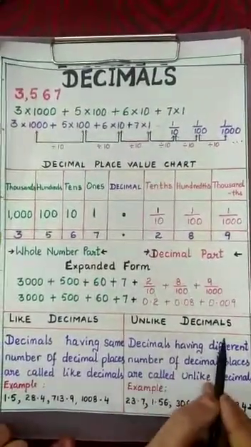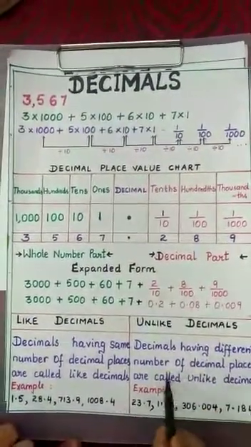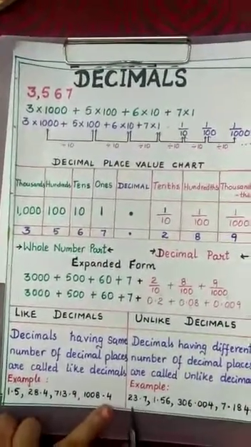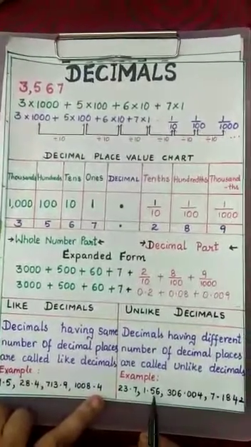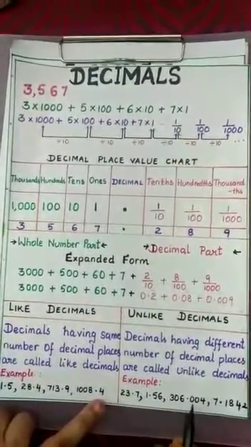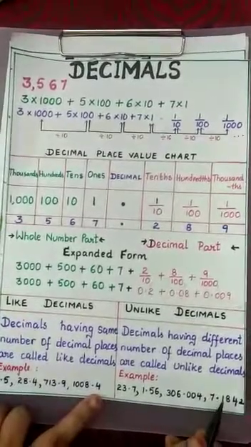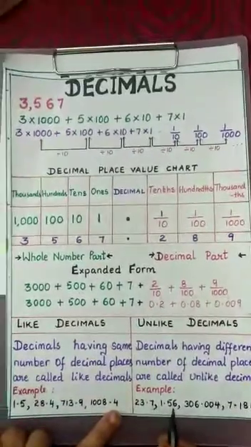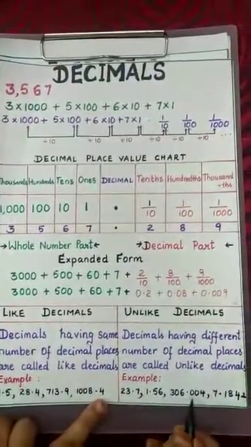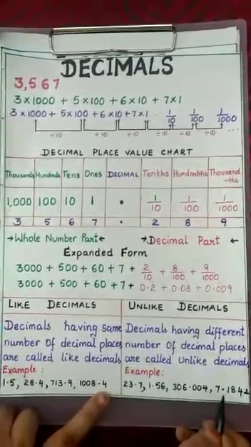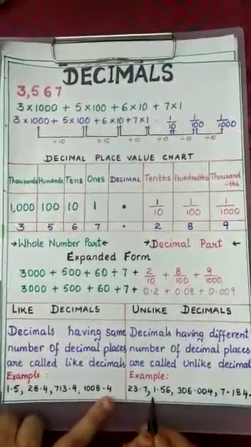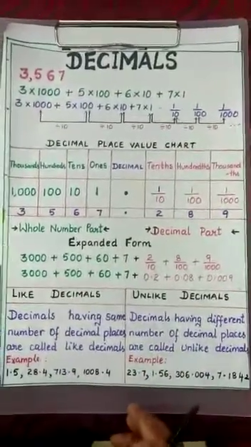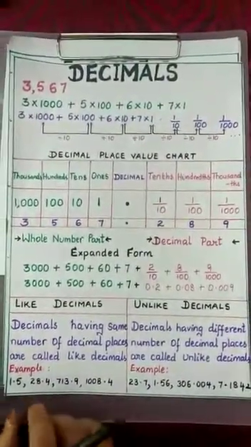Now come to unlike decimals. Decimals having a different number of decimal places are called unlike decimals. Now you see the example. 23.7, 1.56, 306.004, 7.1842. In the first decimal, after the decimal we have one place. In the second one we have two places. In the third one we have three places. In the fourth one we have 4 places. It means we have a different number of decimal places. Such kind of decimals we call unlike decimals. These are the types of decimals.